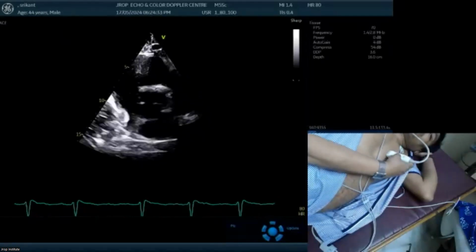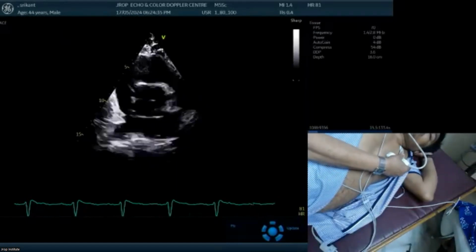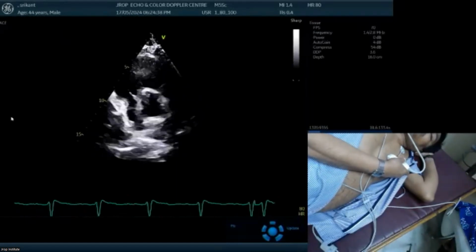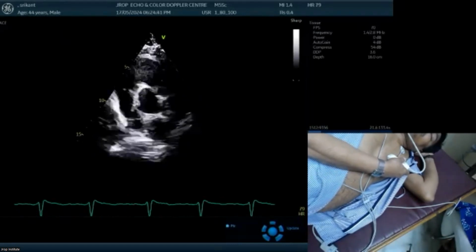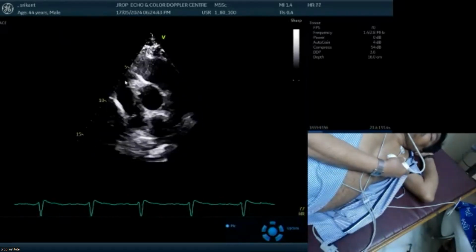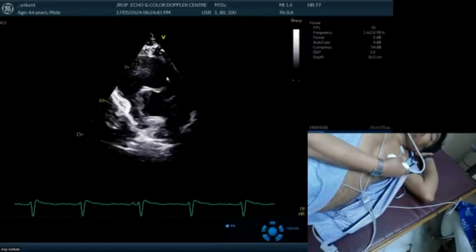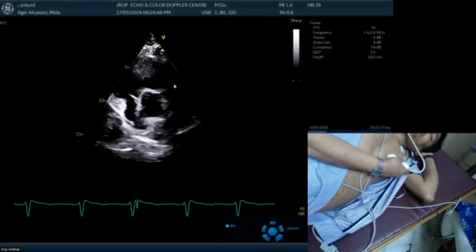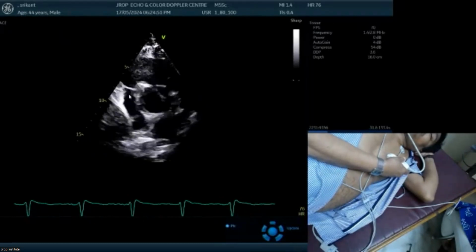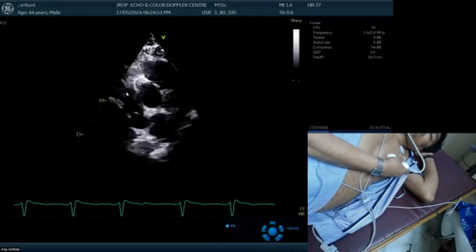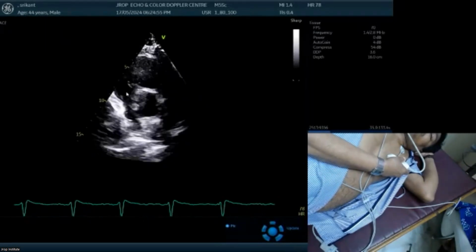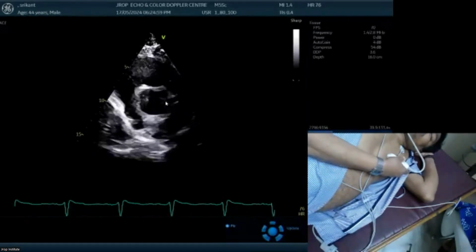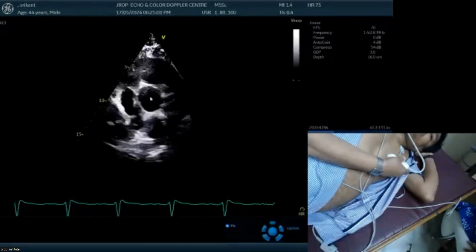I get aorta into the center. This is aorta in the center. Here is the RA, here is the RV, RVOT, proximal and distal, then pulmonic artery. And here is a pulmonic valve, here is a tricuspid valve. Left coronary artery is very well seen in this patient. Right coronary artery over here.